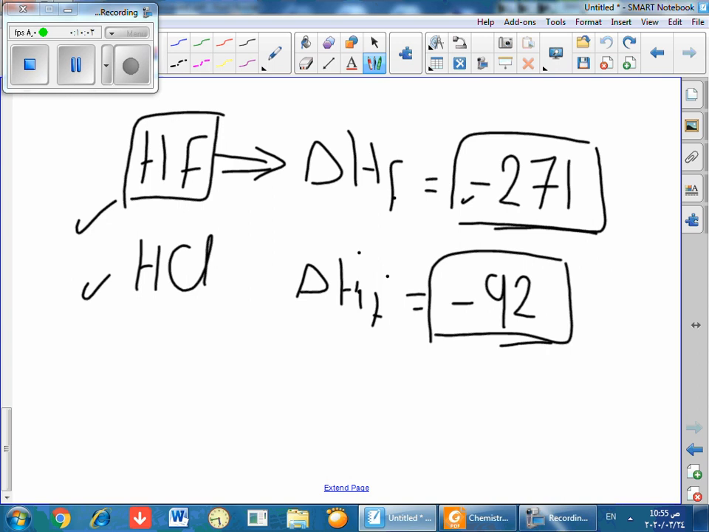If we have, for example, SO3 and SO2, the heat of formation of SO3 equals negative 395.7, while SO2 equals negative 296.8. So the heat of formation of SO3 is less than that of SO2. So SO3 is more stable, and the reaction will move toward the formation of SO3. Okay?